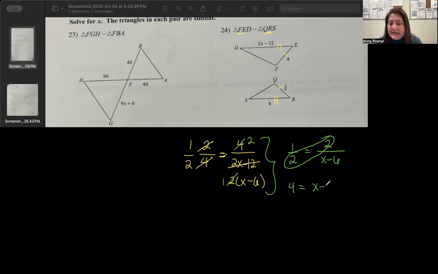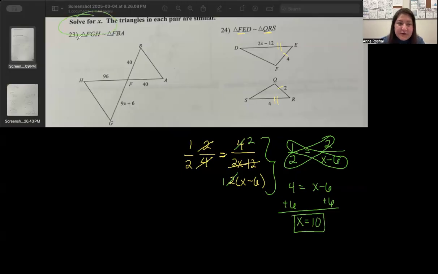4 equals x minus 6 because anything times 1 is itself. Add 6 to both sides, and I'm going to end up with x is 10. And again, because they only ask me to solve for x, all I'm going to do is leave it as is.